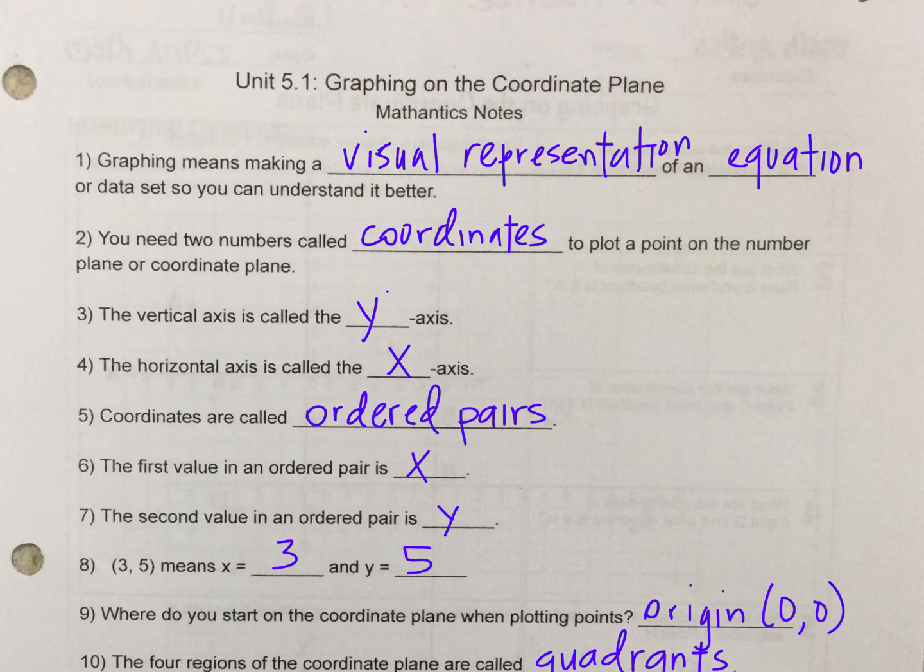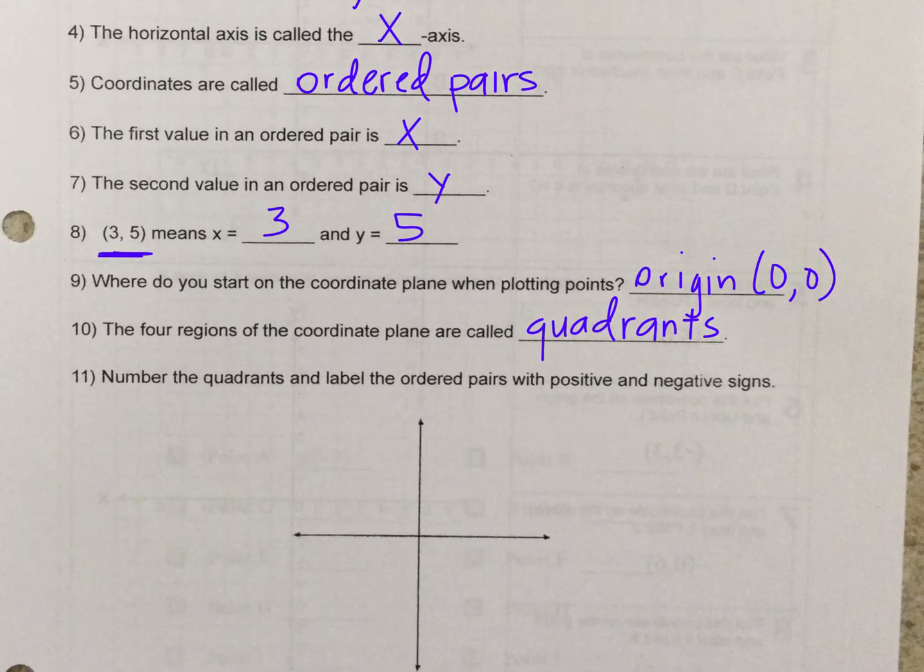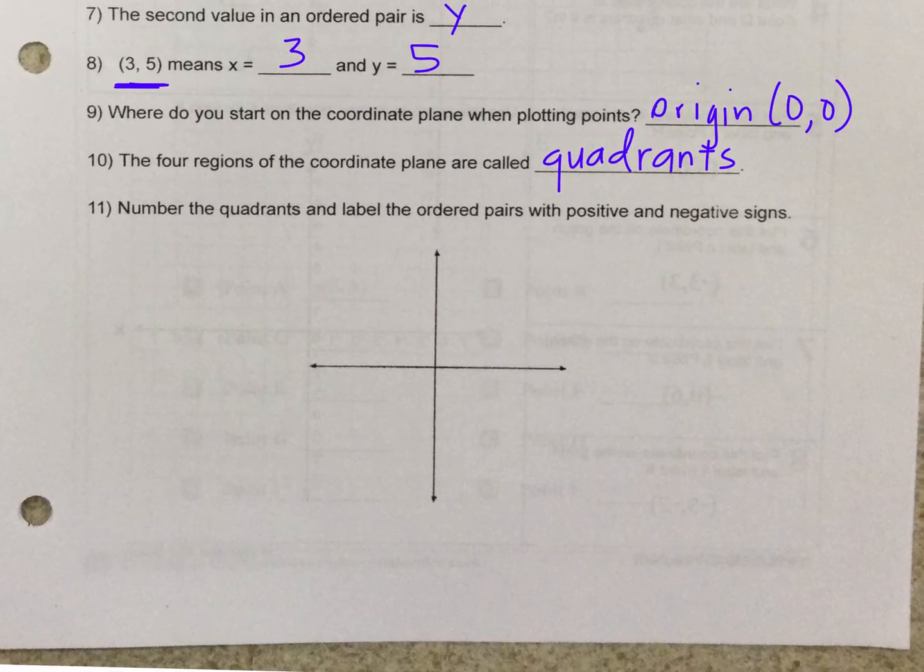Number 6, the first value of an ordered pair is an x. Number 7, the second value of an ordered pair is a y. When I have the ordered pair 3, 5, that's what an ordered pair looks like. The x is the 3 and the y is the 5. Where do you start on a coordinate plane when plotting points? You start at the origin, which is 0, 0. The 4 regions on the coordinate plane are called quadrants.